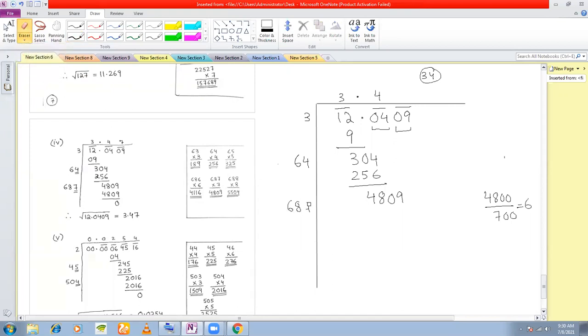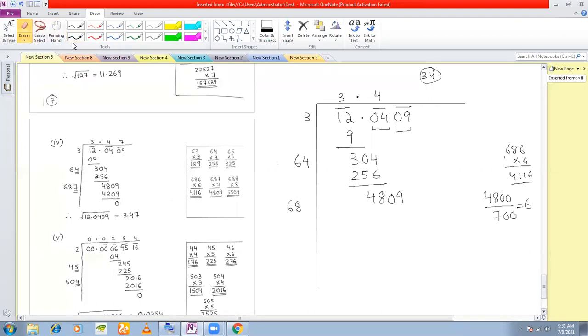Since we have got a 6 first when we divide 4800 by 700, we try with 6 first. So you get 686 into 6. You multiply this to get 4116. Still the difference between 4809 and 4116 is too much. So we'll try with another digit. We'll try with 7 also.